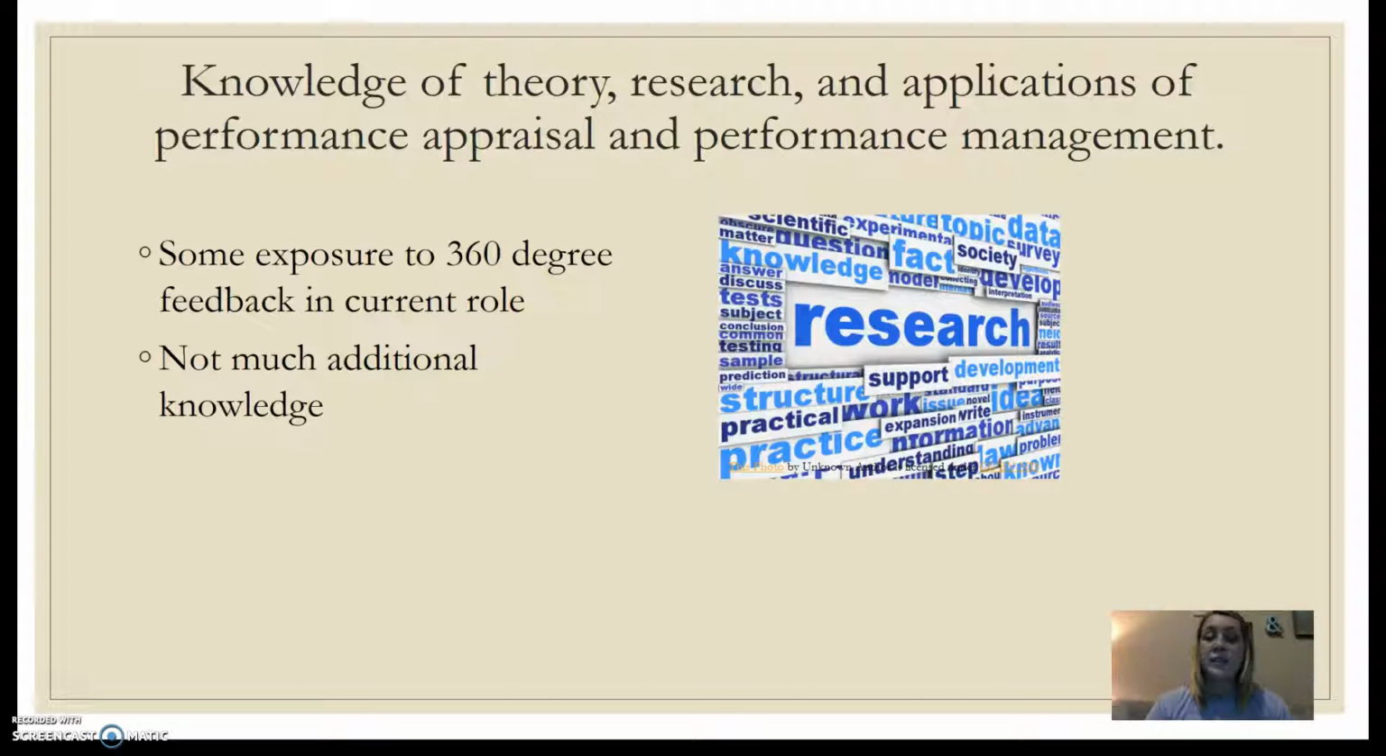As far as other theories and research, I know very little about performance management. We briefly discussed this in Introduction to I.O., but not enough to where I am comfortable or confident with any knowledge or ability regarding performance management.